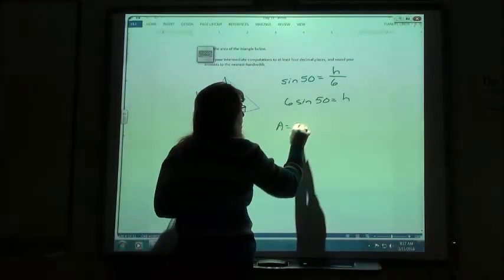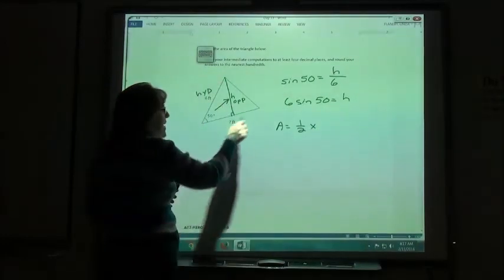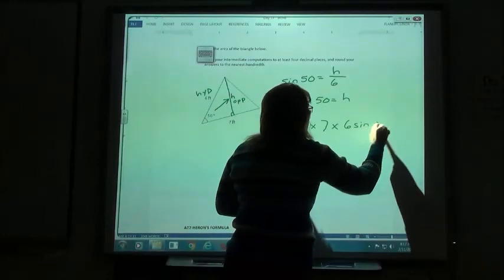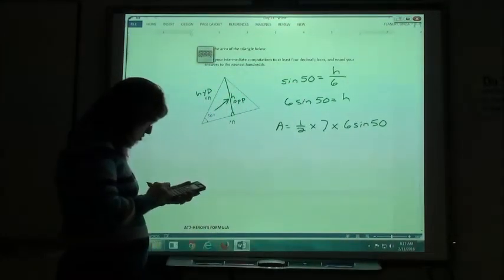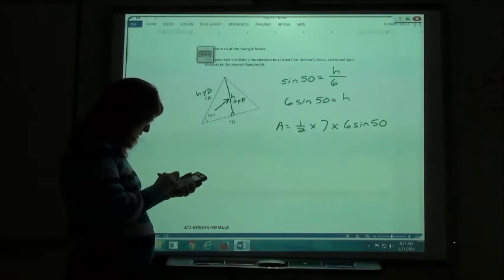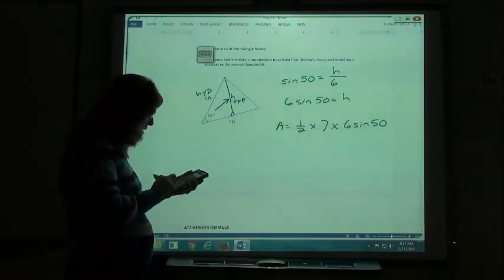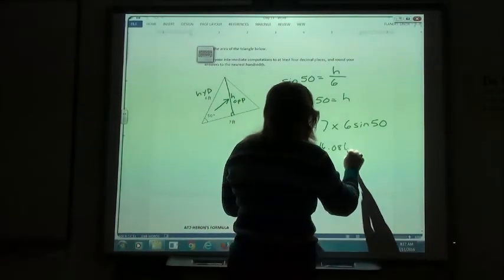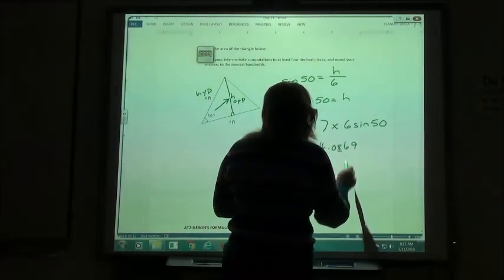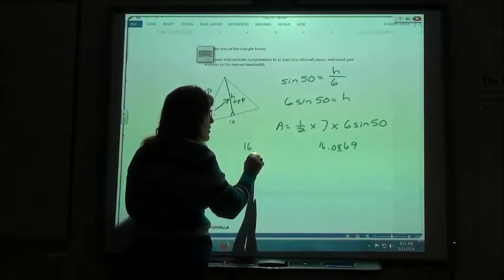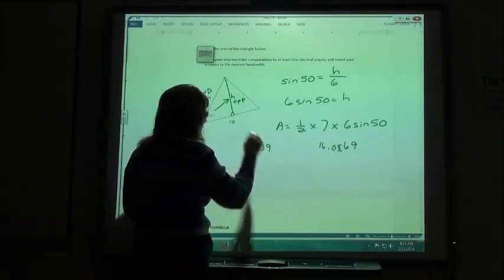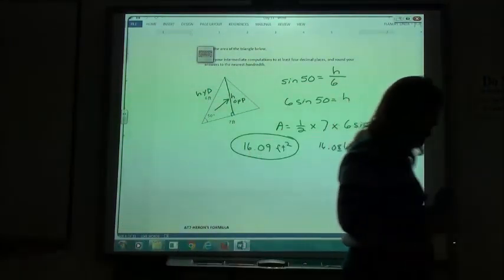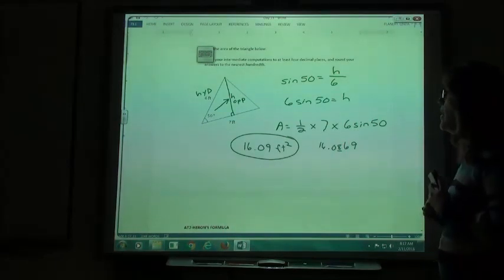Formula for area, 1/2 times the base, which here is 7, times my height, 6 sine of 50. So 0.5 times 7 times 6 sine of 50 gives me 16.0869. Rounding that off to the nearest hundredth, I'd have to go with 16.09. I'm in feet, so feet squared would be my label. So 16.09 feet squared would be the area of that triangle.